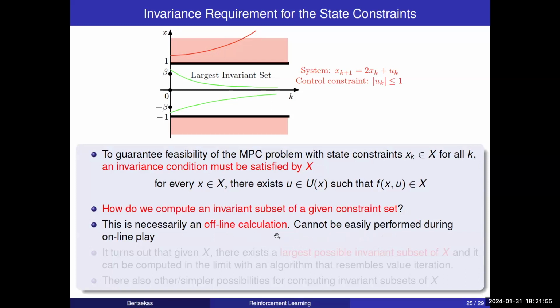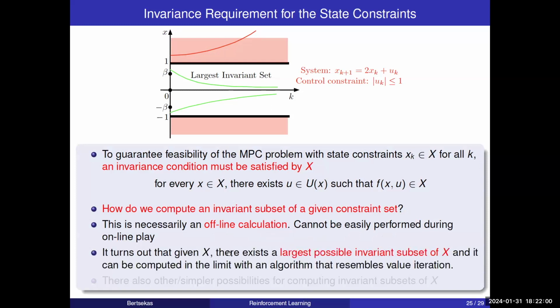offline, and there is theory about these invariant sets. It turns out for any given constraint set, there's a largest possible invariant subset of X, and it can be computed in the limit by algorithms that sort of resemble value iteration. Now, suppose you have calculated an invariant subset of the state constraint, you use MPC, you make sure that you start within the set, and you know that the MPC controller is able to keep the system within that set.